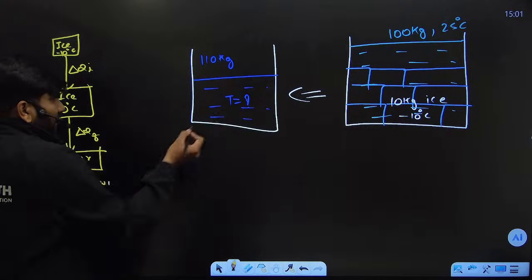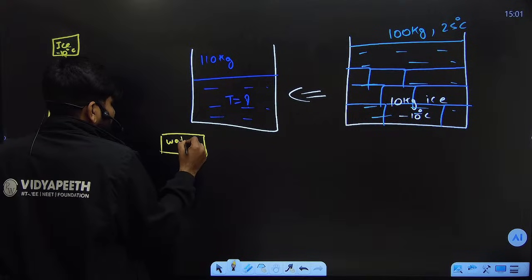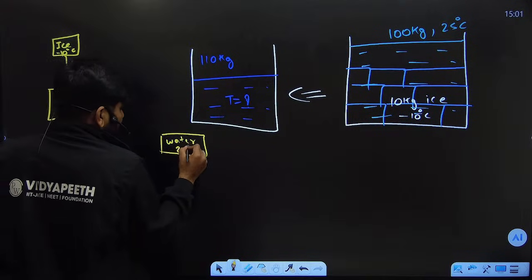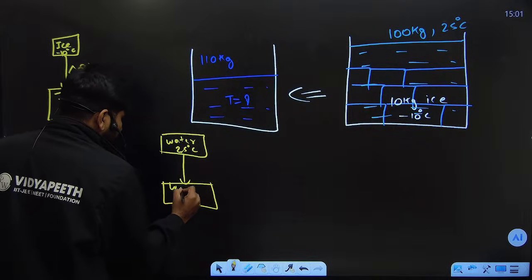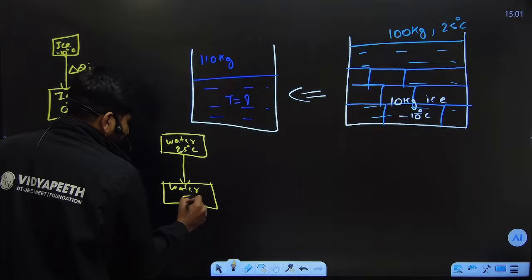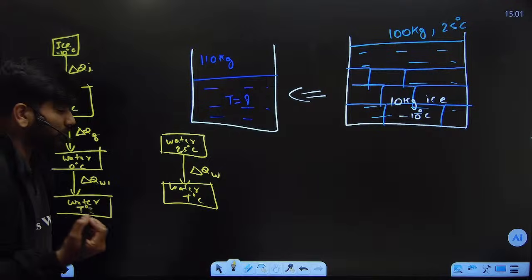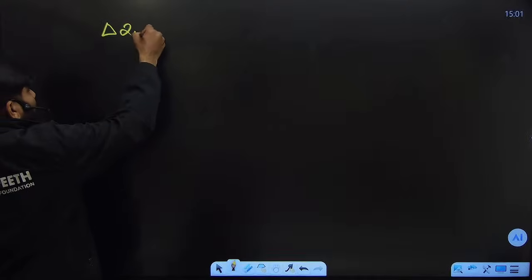Okay, what will happen to the water? The water which was initially there, how much water do we have? 100 kg, and the initial temperature is 25 degrees Celsius. It will cool down and become water only, but at some other temperature, T degrees Celsius, releasing the heat delta QW2.